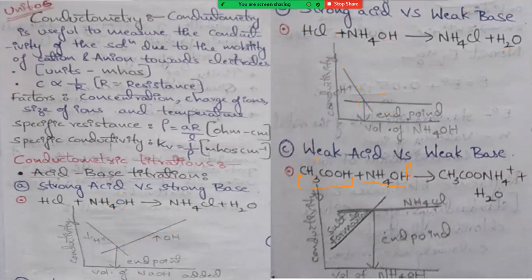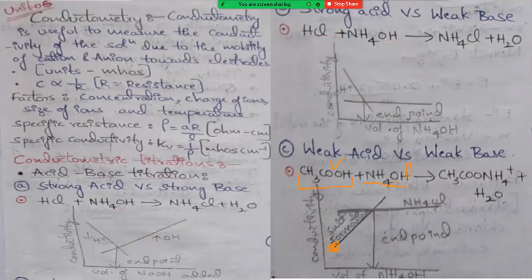Right? So a weak acid has low capability to release H+ ions. That means very few H+ ions will be released by CH3COOH. So that's why the graph starts at the lowest point, because very few H+ ions are present in the solution initially.